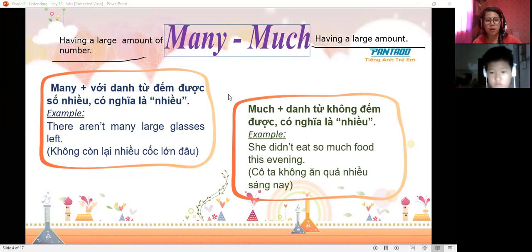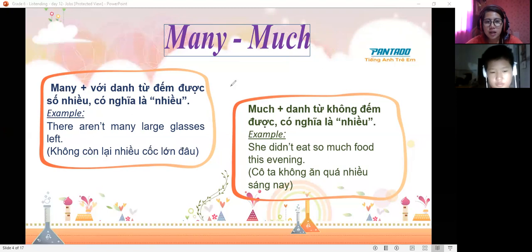Can you read the example of many? Okay, again. Can you pronounce many? Many. Very good. There aren't many large glasses left. Okay, can you read the example of many?